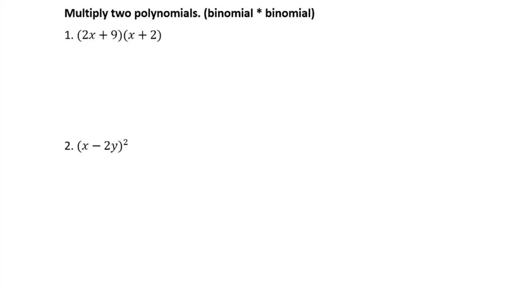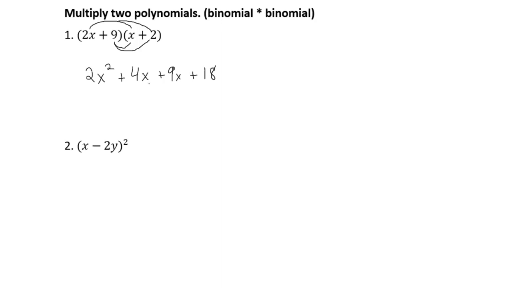All right, so now let's look at a binomial and a binomial. So what we're going to do is we're going to distribute this term here, and then this term here and here, and then simplify if there's like terms. So 2x and x, 2x squared, 2x and 2 is 4x, 9 and x gives you 9x. And 9 and 2 give you 18.